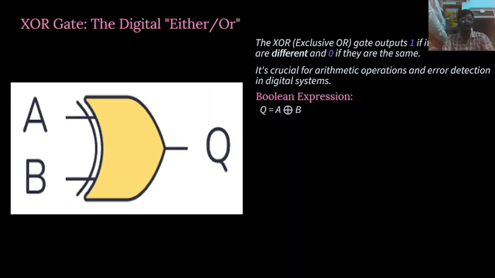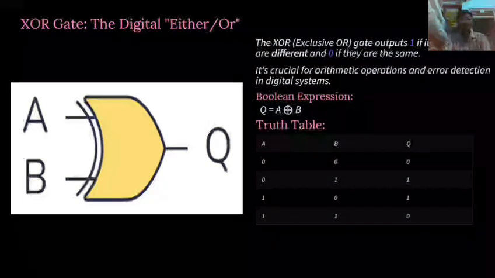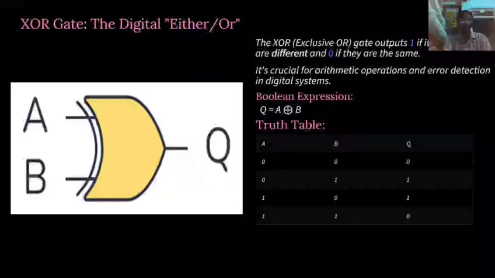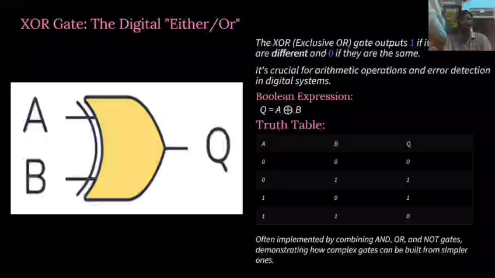Here you see the XOR gate symbol and a truth table for the XOR gate: 0 0 0, 0 1 1, 1 0 1, 1 1 0. For the XOR gate, if both inputs are the same, we get 0, but if the inputs are different, then we get 1.